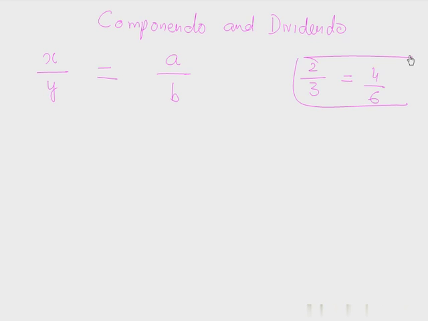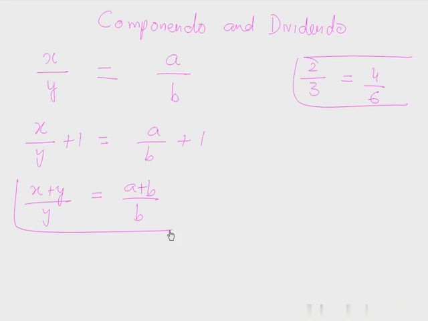Since these two fractions are equal, treating them as fractions, I can add 1 to both sides. So I can say X upon Y plus 1 is equal to A upon B plus 1. Taking the LCM and adding the fractions, I get X plus Y upon Y is equal to A plus B upon B. So here's my new ratio. That means if X upon Y is equal to A upon B, then X plus Y upon Y is equal to A plus B upon B. I can add the numerator and denominator in the top on both sides, keeping the denominator the same. And the two ratios are still equivalent.